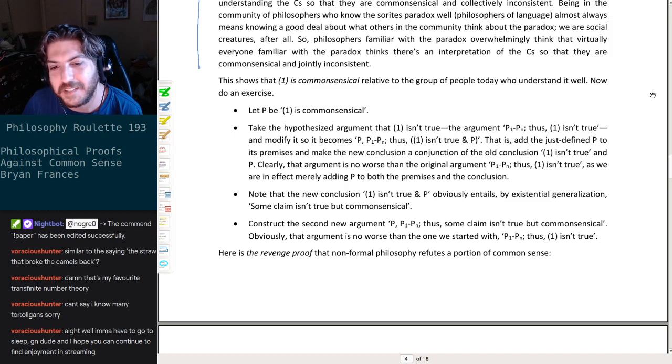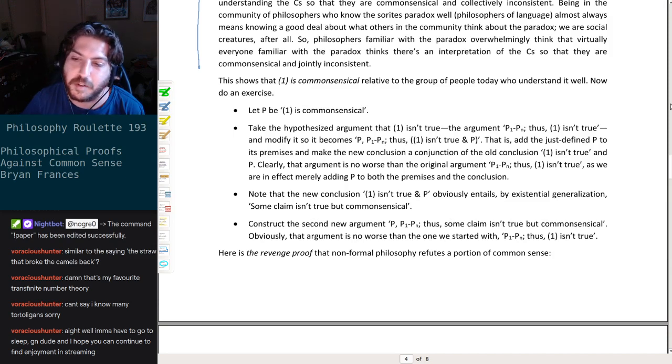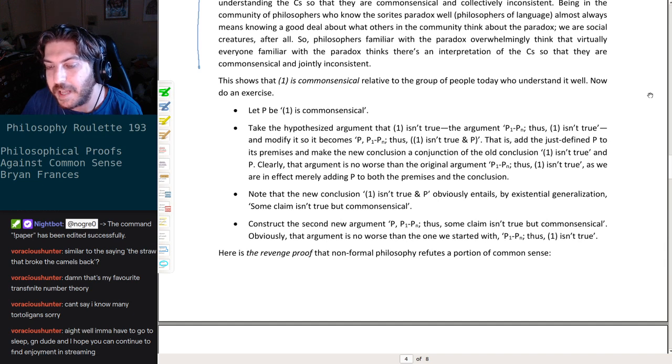Now do an exercise. Let P, premise, be "1 is commonsensical." Take the hypothesized argument that 1 isn't true, the argument P1 through Pn, thus 1 isn't true, and modify it so it becomes P, P1 through Pn, thus 1 isn't true, and P. They're going to make this self-reflexive. This is why it's called revenge.